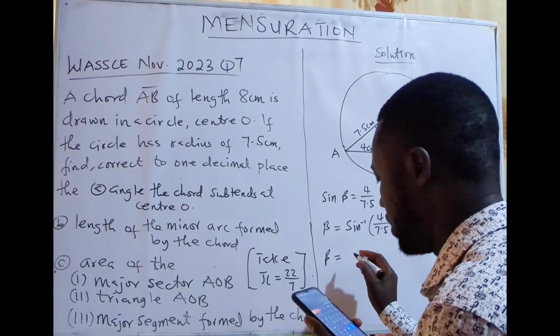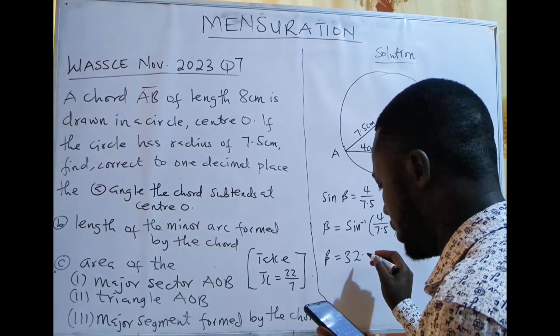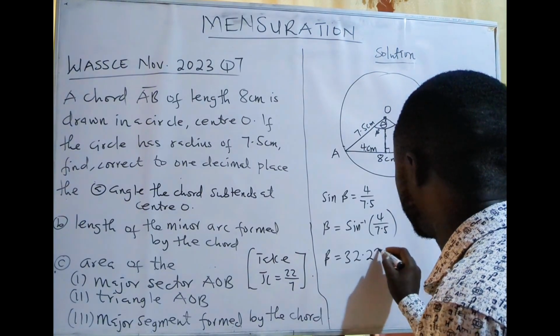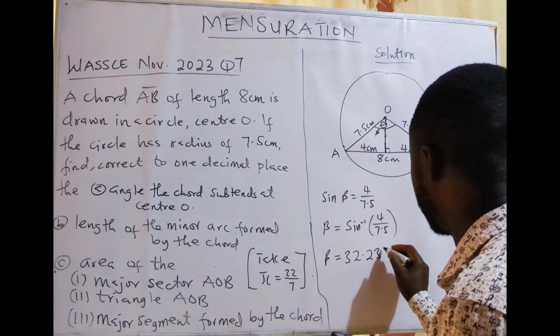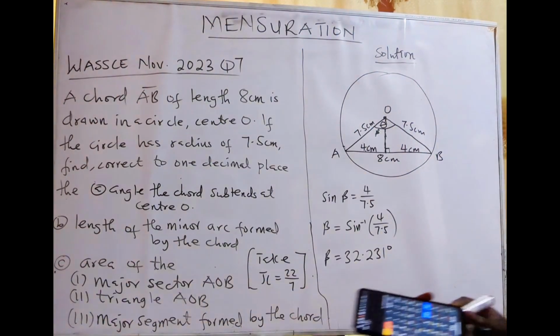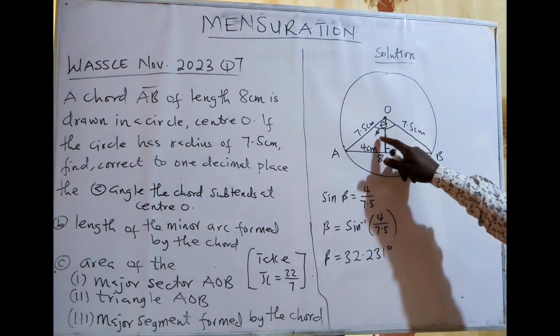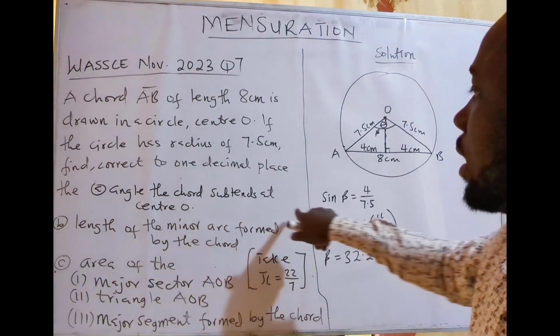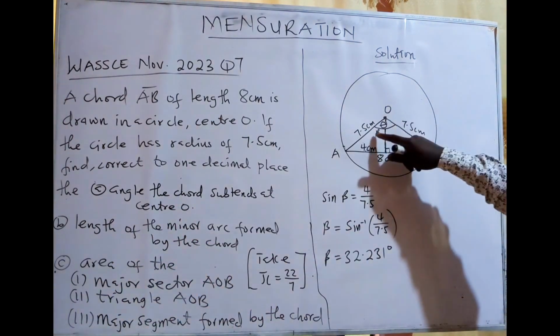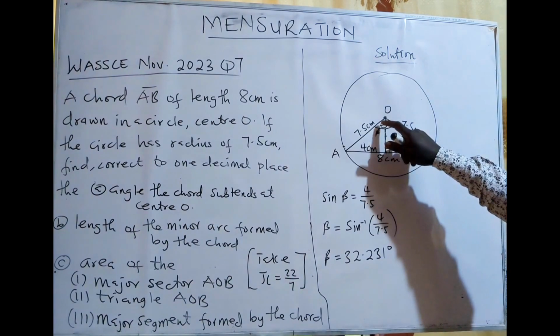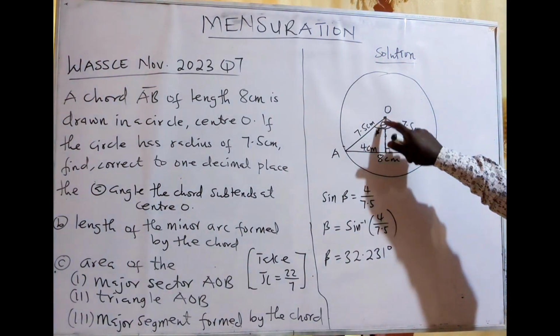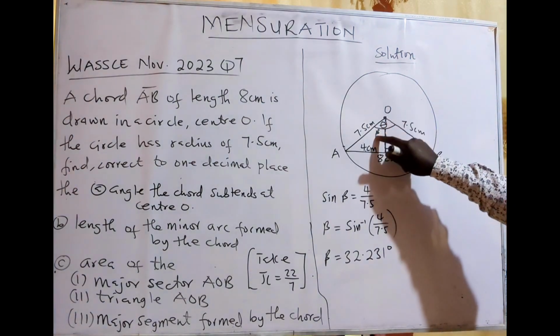Our beta is 32.231 degrees. So that is our beta here. But the question says you should find the angle the chord subtends at the center. So whatever angle is here, when you multiply by 2, you get the entire angle here. But when you divide this angle by 2, that is what you get here.